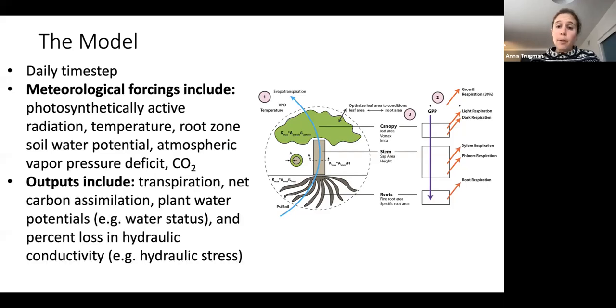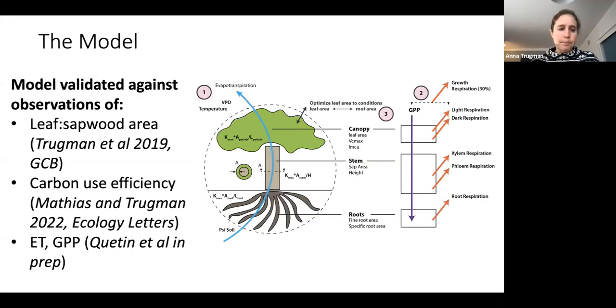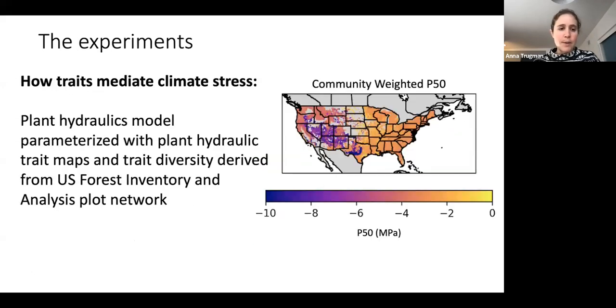And outputs include a number of really useful physiological diagnostics that we can use to understand how climate is impacting stress and productivity. This includes transpiration, net carbon assimilation, plant water potentials, which are a useful diagnostic of water status, and percent loss of hydraulic conductivity, which is a useful diagnostic of hydraulic stress. Previously, we've validated this model against a number of physiological diagnostics and observations. I'm not going to go into the validations too much here, but I'm happy to discuss them further with anyone.